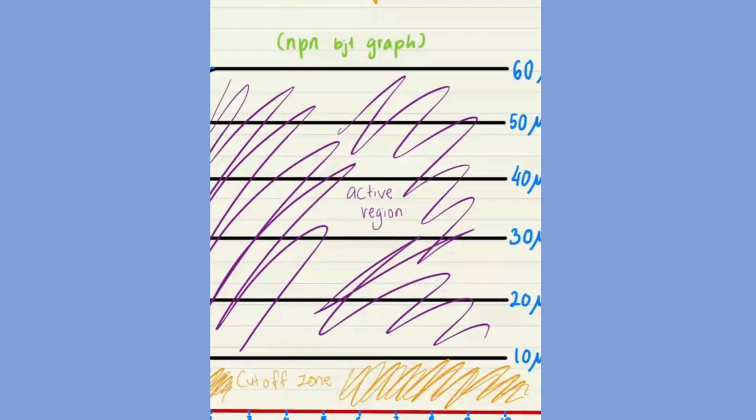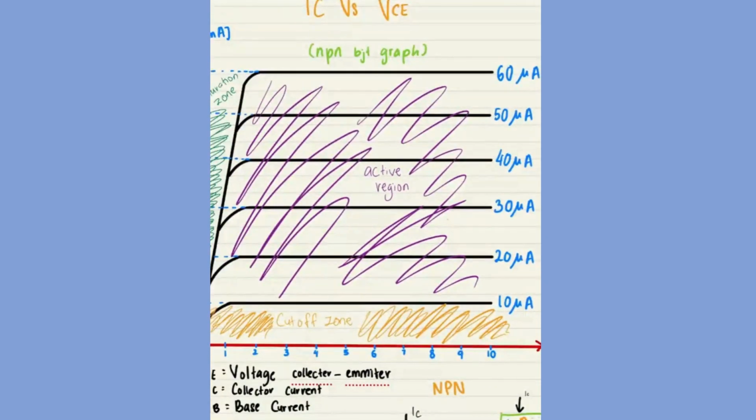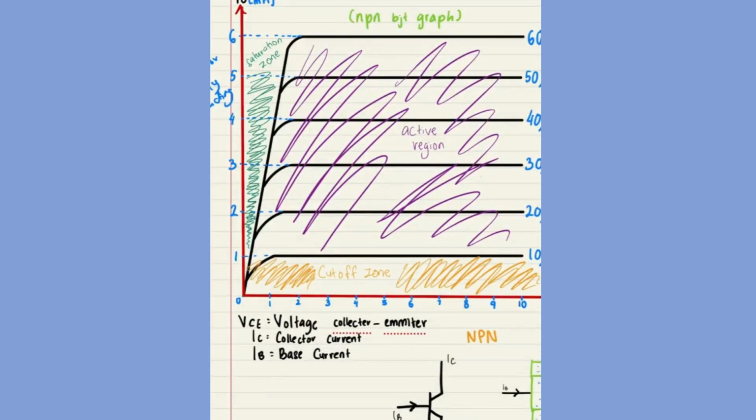How about the active region? Okay, the active region is when we want to get amplification. So the collector current increases linearly with VCE. As an example, if you want to use the microphone, we want to amplify the volume, we need this active region to work. So we need over 0.7 volt to get it to work.